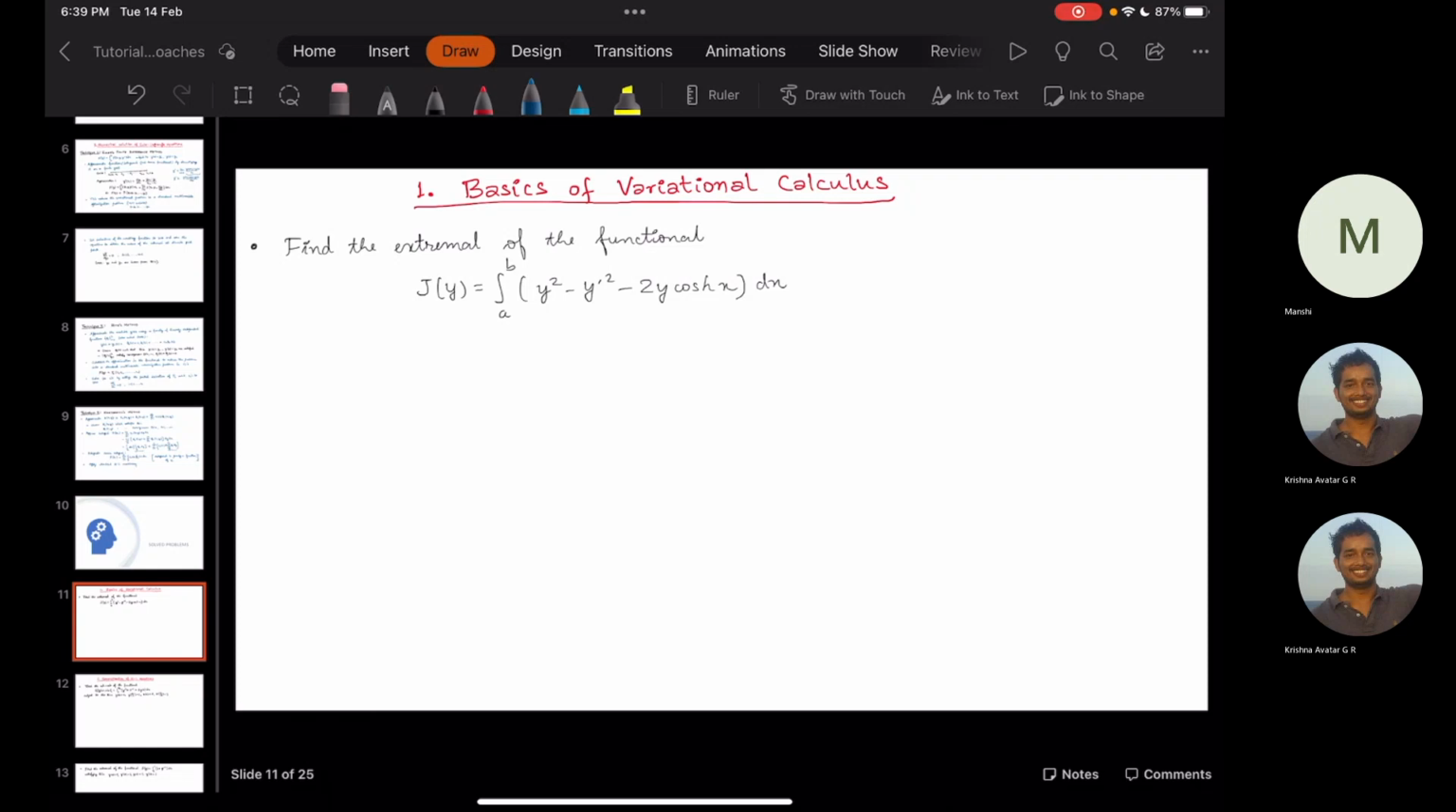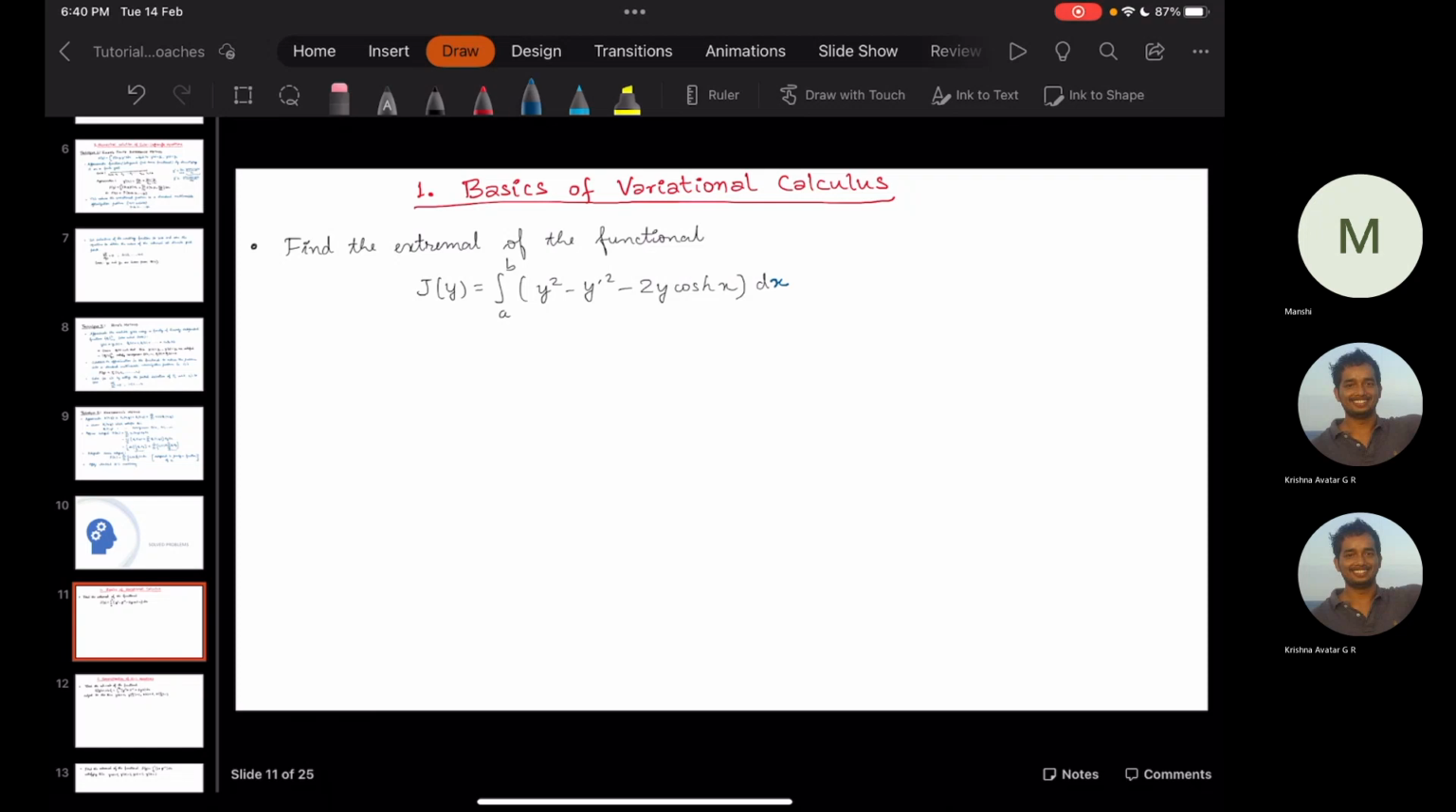So we have a question, which is to find the extremal of the functional G of y, the integral from a to b of y squared minus y prime squared minus 2y cosh x, dx. Okay, now let's solve it.